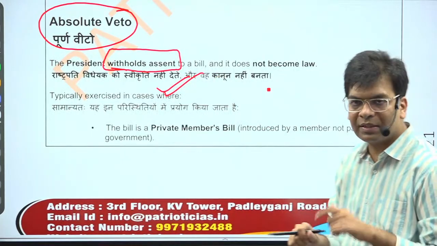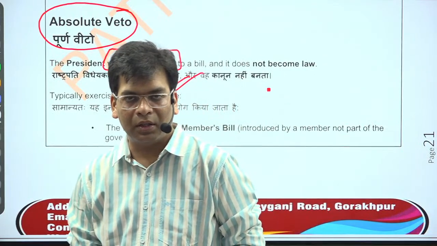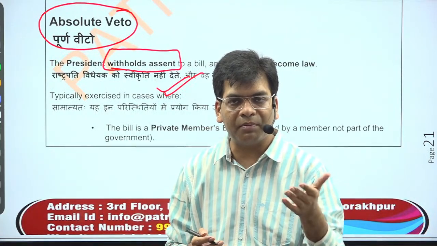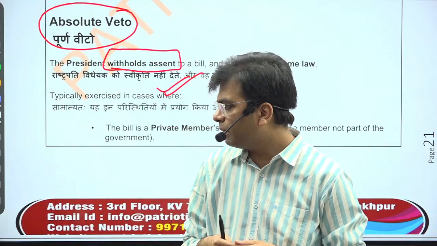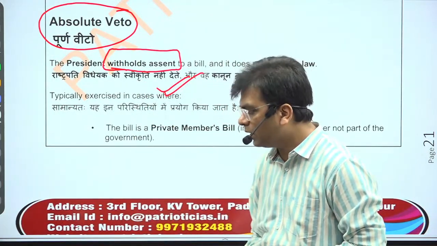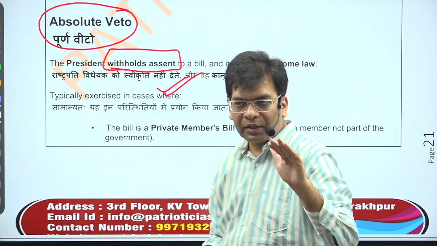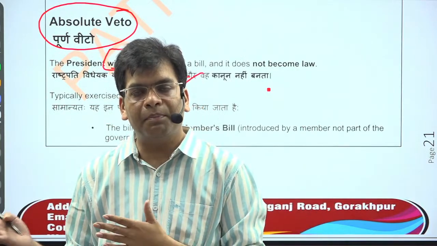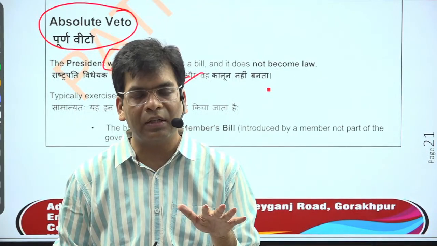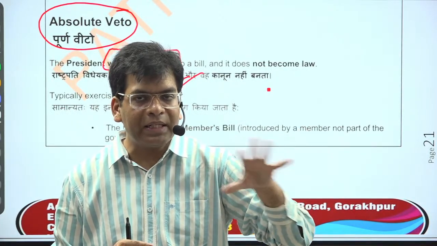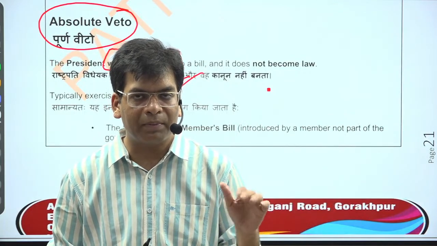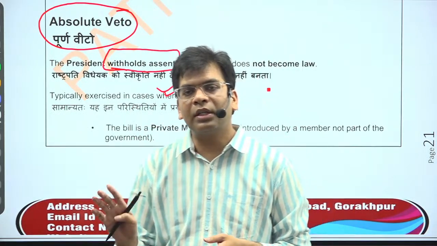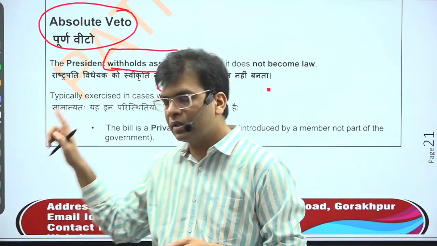For example, if the bill is a private member bill. In a private member bill, there is no aid and advice from the Council of Ministers. A private member bill means anyone except a minister can bring the bill. In that case, the president can withhold. One more situation: suppose one government passed some bill and it reached the president for assent, but the president has not given assent, and in the meantime the government falls. The government loses majority and a new government comes and suggests that you should not give your assent. In that case, the president can withhold.